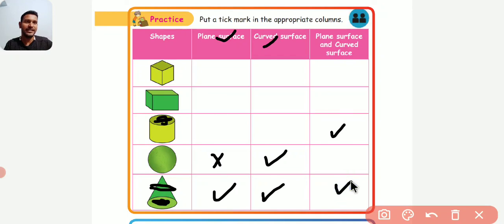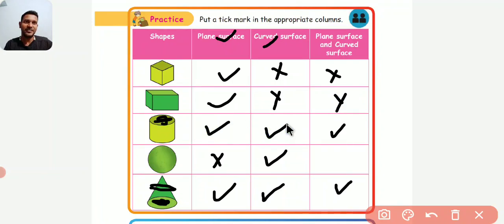You tick the third column. That's all. I hope you understand. Cube has plane surface only, not curved surface, not both surfaces. It has plane surface and curved surface in cylinder. In sphere, it has no flat surface, therefore there is no plane surface. It has curved surface only, therefore there is no both surface.